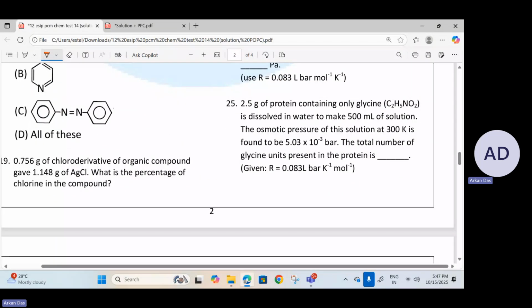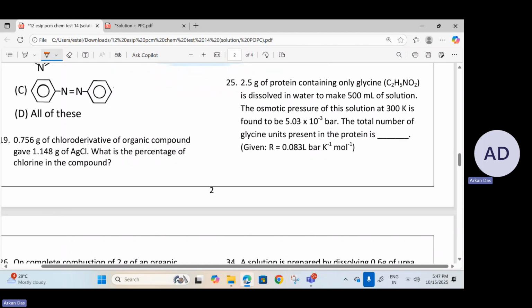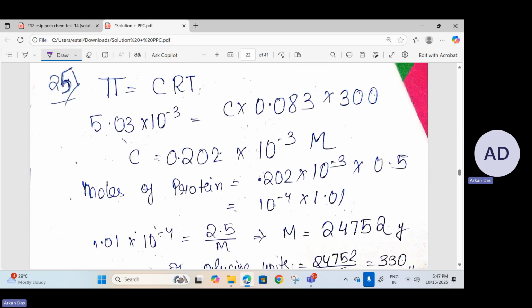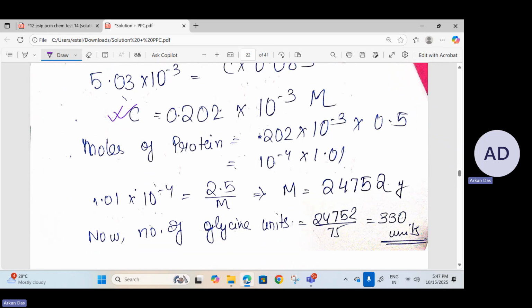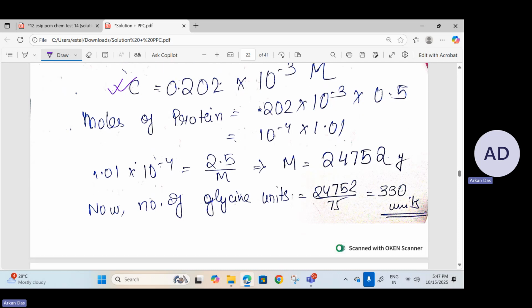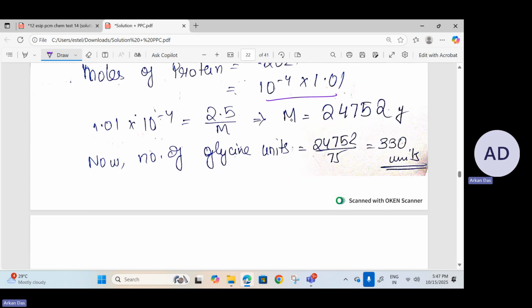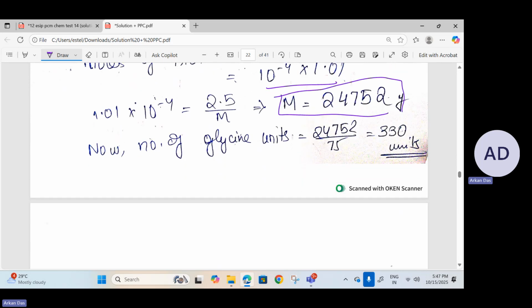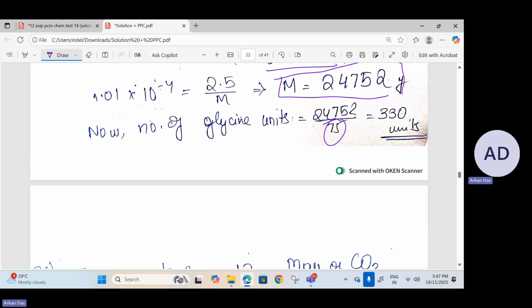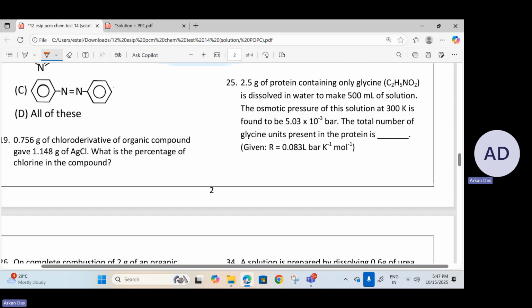Question number 25 is also quite easy. It says that 2.5 gram of protein containing only glycine is dissolved in water to make 500 ml of solution. The osmotic pressure of the solution at 300 Kelvin is found to be 5.03 into 10⁻³ bar. Total number of glycine units present per protein, they are asking. Pi equals CRT, you find the concentration. As soon as you find the concentration, you can find the number of moles of protein, because concentration is nothing but moles per liter. Then you can easily calculate the molar mass. After you calculate the molar mass of the protein, you can go for the glycine unit, because each glycine unit was weighing 75 grams. So in total, 330 units you have. That's it.